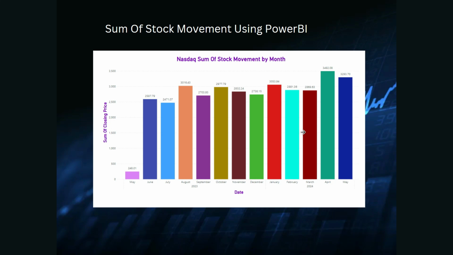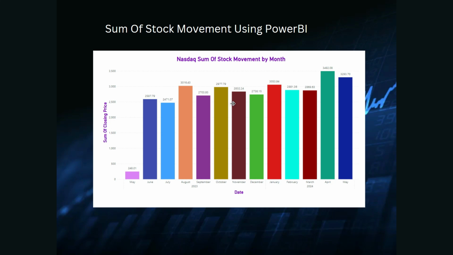And here's a bar chart that shows the sums of the NASDAQ closing prices, which provides a visual representation of the aggregate stock price movements over time. This allows me to compare and analyze monthly trends. If you notice, this first month is not really 248 because I started from May 30th, and that's why I compared. The other months have a higher sum of closing price, in the 2000s and 3000s.